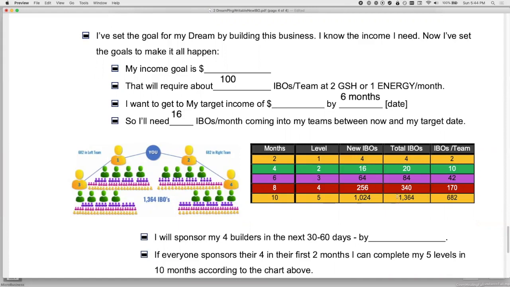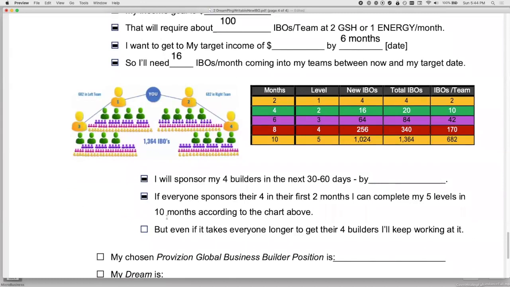So what are we saying here? We're saying by this time, in 10 months, remember when we were looking at legacy? A legacy builder could earn about $40,000 in rank advancements plus $6,000 per month. And there's other bonuses as well. Even if it takes everyone a little bit longer to get their 4 builders, are you committed to continue to work? Well, of course, you and your upline will be working on this together.